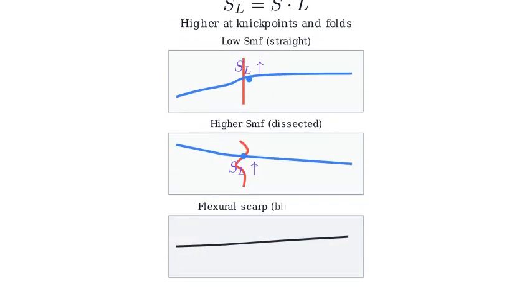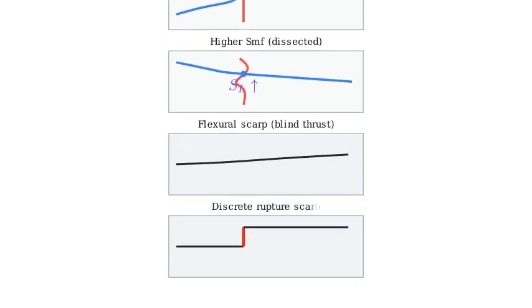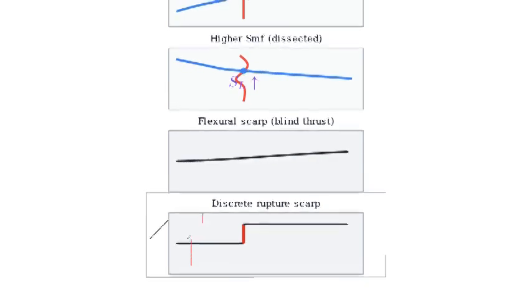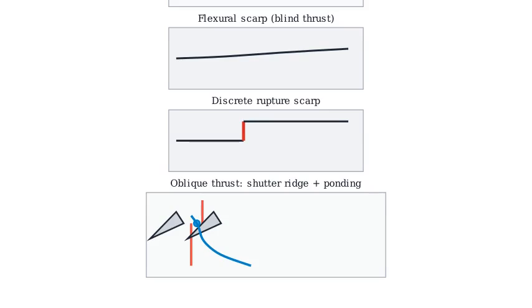Not every thrust breaks the surface. Some ruptures are blind, bending the ground upward to form a flexural scarp, a gentle step without a clean break. Others bring the fault tip to the surface, creating a discrete rupture scarp with a sharp break in slope. Both record the same story of shortening and uplift. Some thrusts carry a sideways or strike-slip component. In these oblique thrusts, ridges can shift sideways across valleys, forming shutter ridges and pond zones.